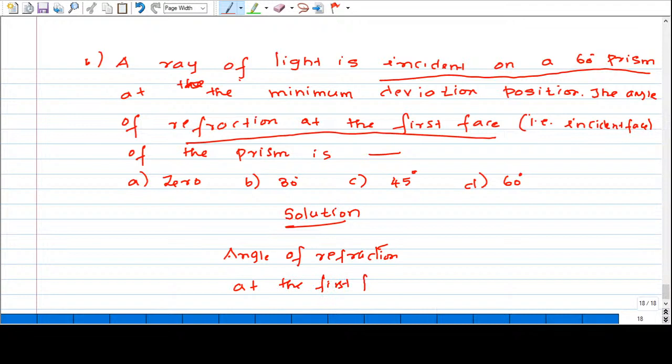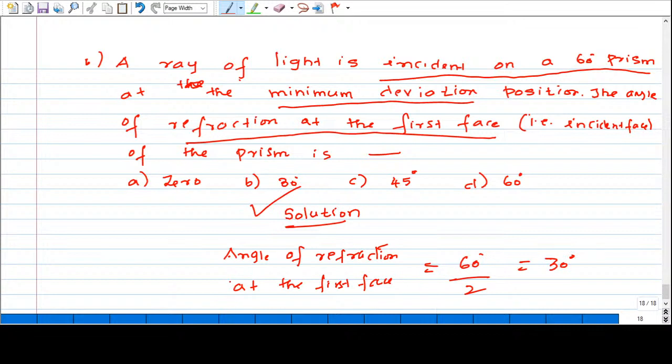If they are asking at the first phase and the condition has been given as minimum deviation, this is very important. If they are giving minimum deviation, whatever the number let them give, you always divide the 60 degree by 2. You will get the answer as 30 degree. Just see where the option is. It is B, 30 degree.